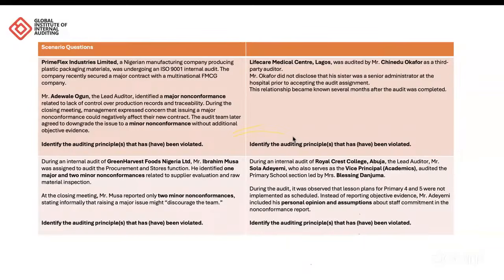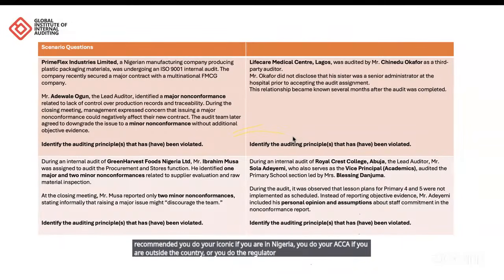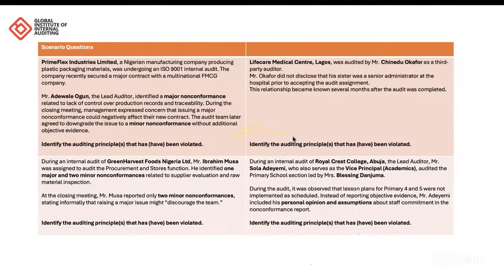So if you want to be a financial auditor, obviously you need an accounting background. Obviously you need accounting knowledge. In fact, it is recommended you do your ICAN if you are in Nigeria, you do your ACCA if you are outside the country, or you do the regulated one in your country. Things like that. You just need foundational knowledge on anything that you want to audit.